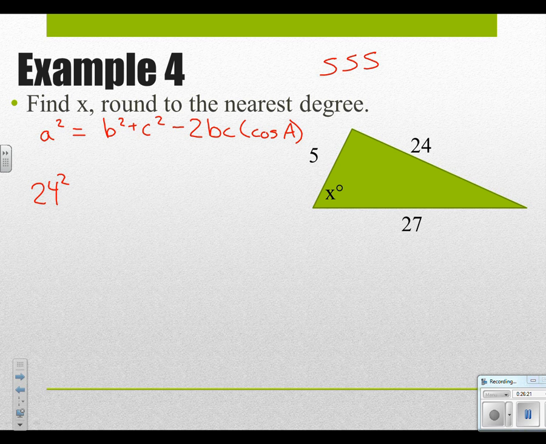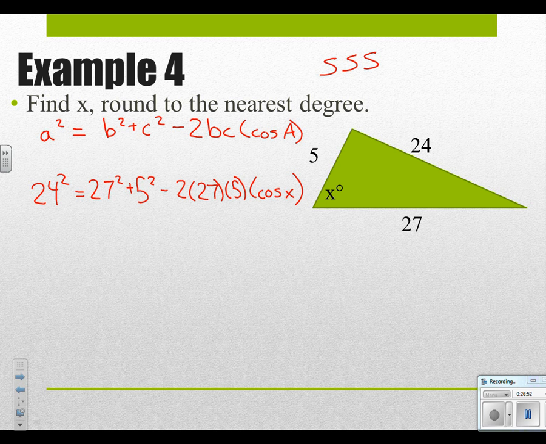Does it matter the other two, B and C? No. Okay. So 24 squared will equal 27 squared plus 5 squared minus 2 times 27 times 5 times the cosine of X. A little different this time, right? Yeah, it looks worse than it is, though.